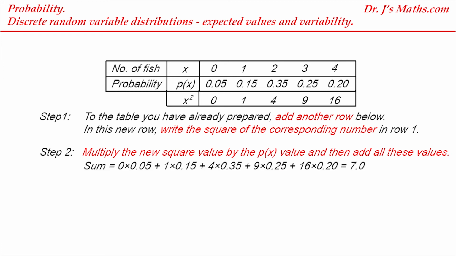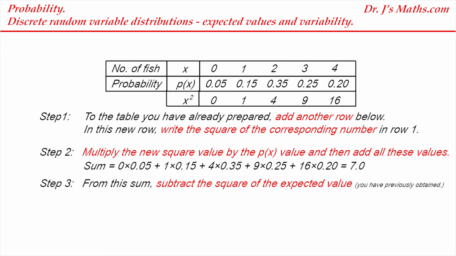So our sum is 0 in the bottom row times 0.05 in the one above it, plus 1 times 0.15, and so on. Add all these together, we get 7. Now, from this sum of 7, we're going to subtract the square of the expected value, which we have already calculated. So the variance is now going to be the 7 from step 2 minus the expected value of 2.4 all squared, and that gives us 1.24.